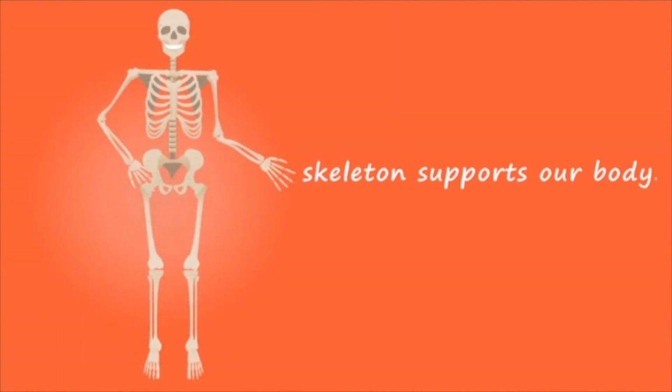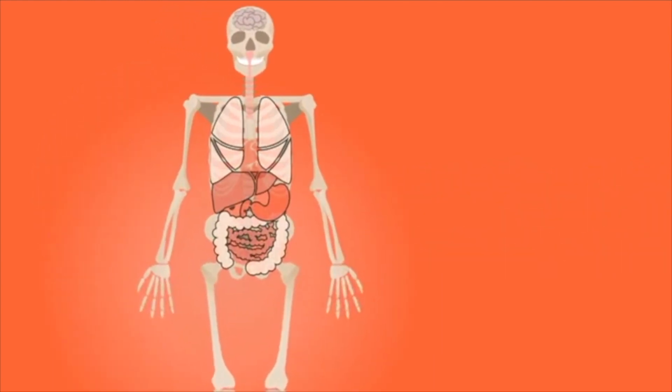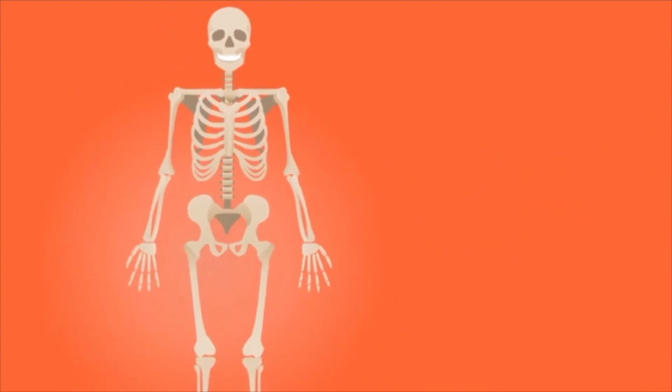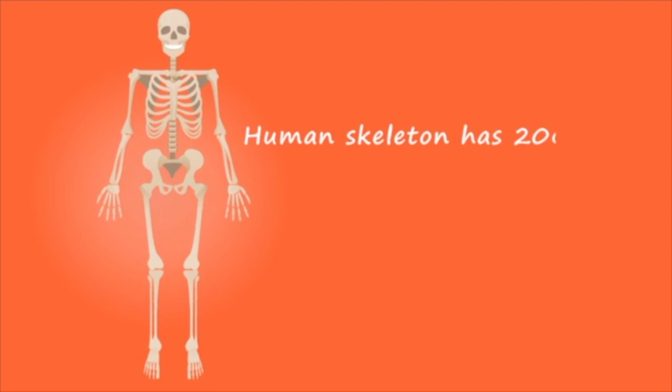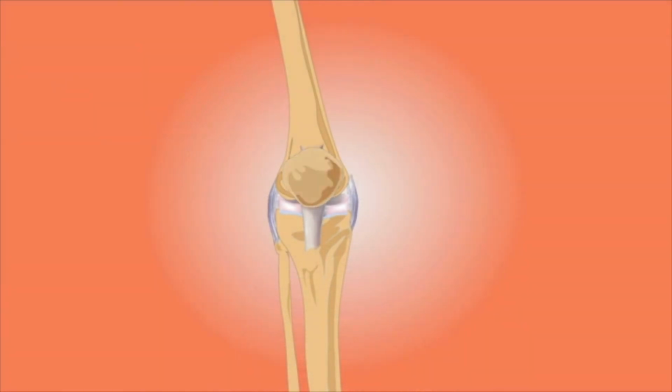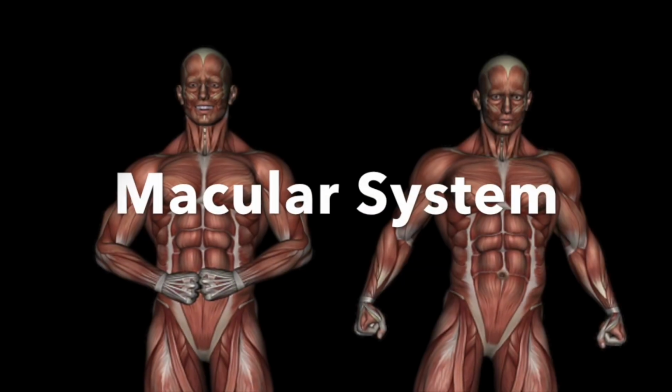Okay, let's summarize. So our skeletal structure has many functions: it supports your body, gives you shape, protects your internal organs, and also stores calcium and other minerals, and you know about the structure as well. So let's go ahead and move on to the muscular system.